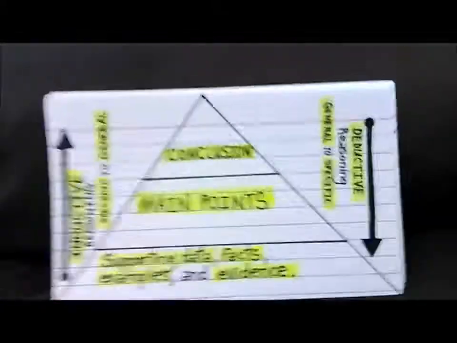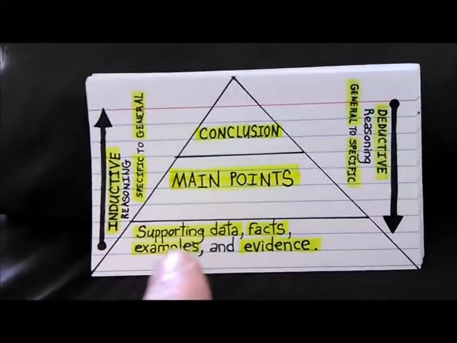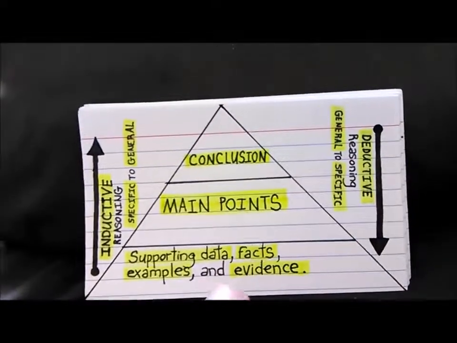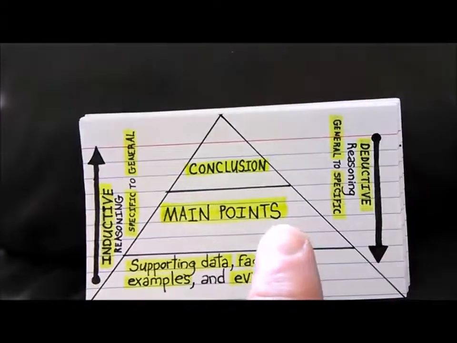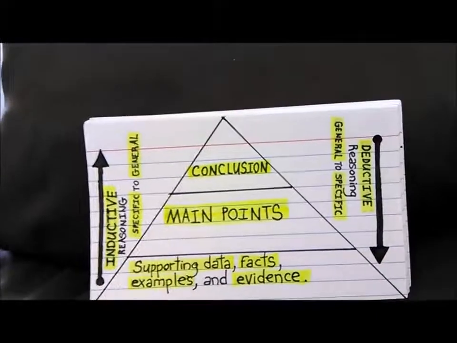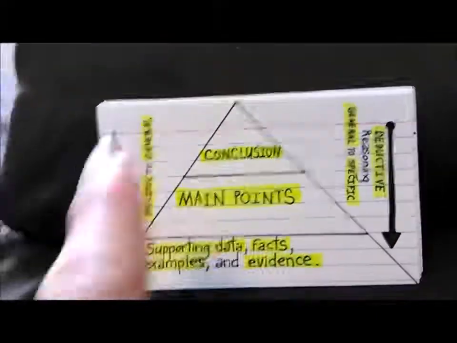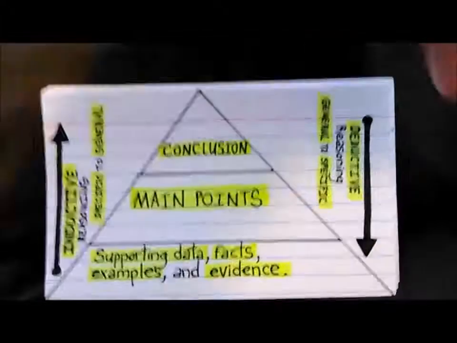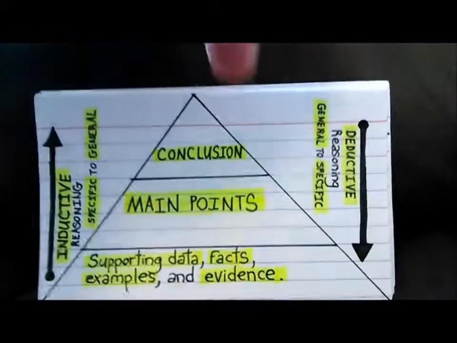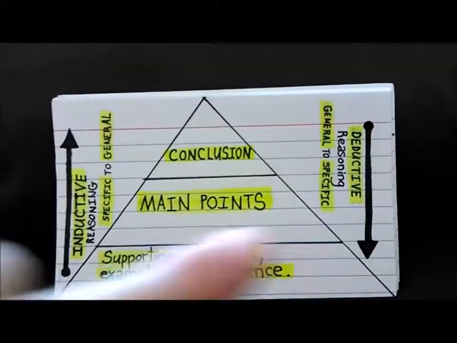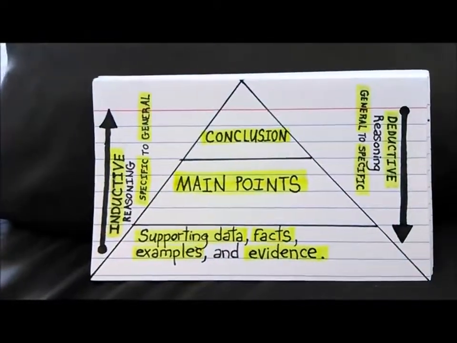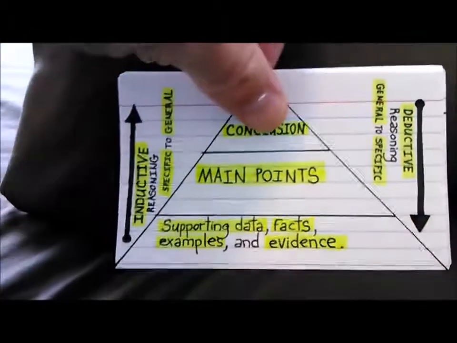Okay, so inductive: you start off with supporting data, facts, examples, and evidence. Then you go to main points and you make a conclusion. See? So from specific all the way up to general, that's inductive. The whole opposite, from general to specific, will be deductive, doing the whole thing the opposite way. Okay, that's another explanation, a little graphic.